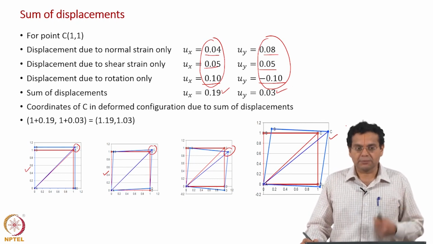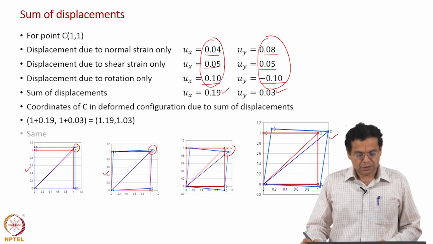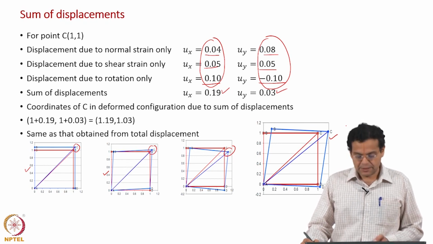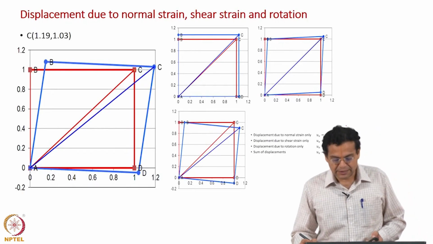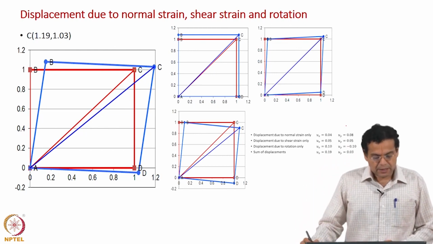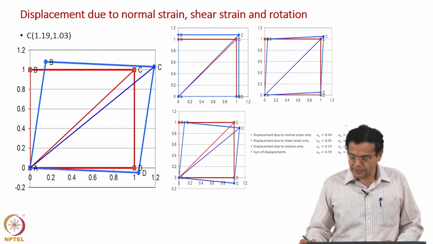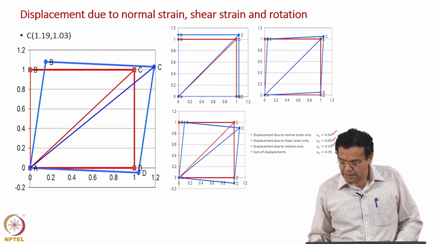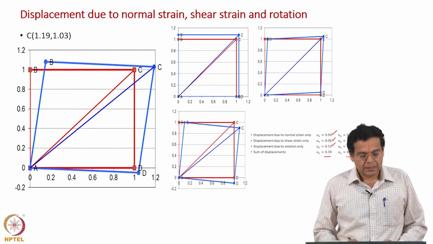which is same as what we got earlier by straight away writing total displacement, okay. And that is what is shown here, of course same as that obtained from total displacement, and this is what is shown in larger sized figures. This shows the previous slide where the individual displacements are shown, okay, in the x and y direction, and the sum is also shown here.